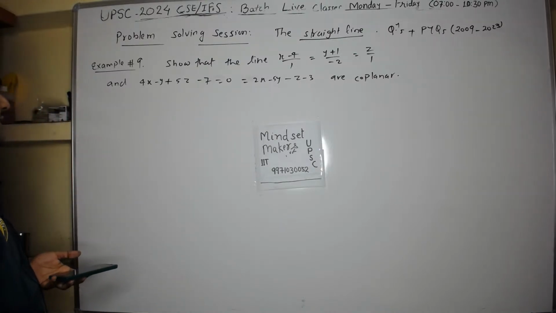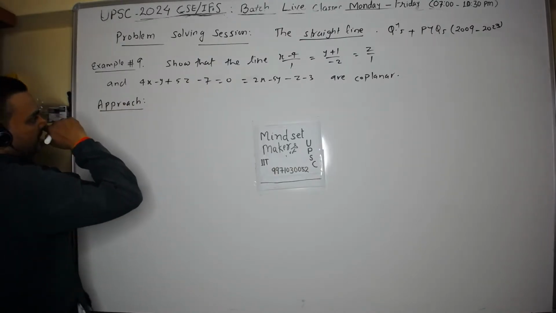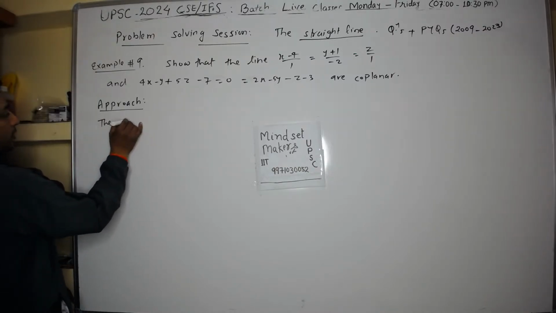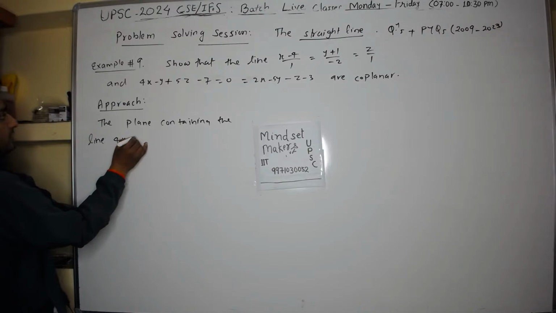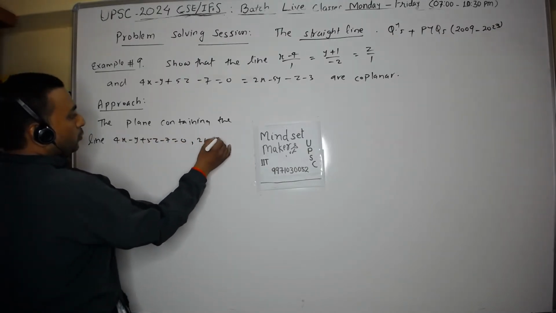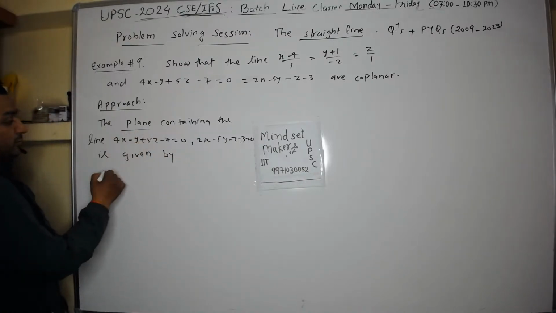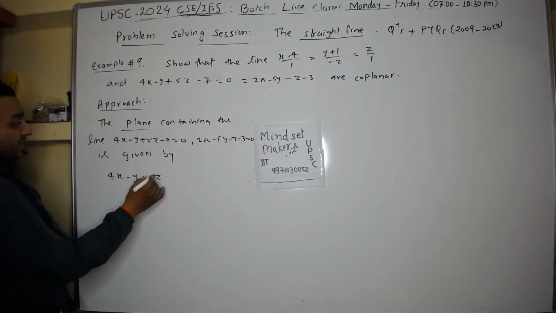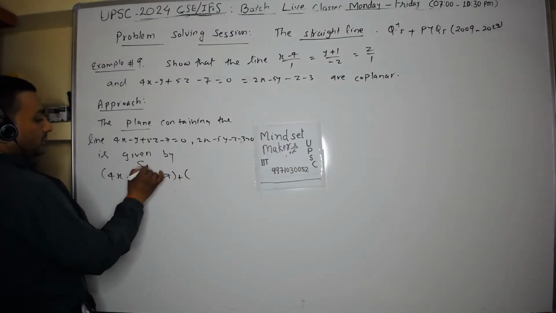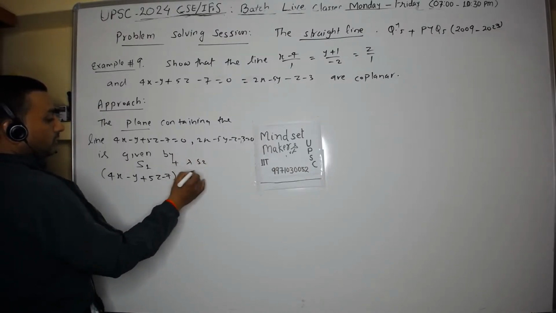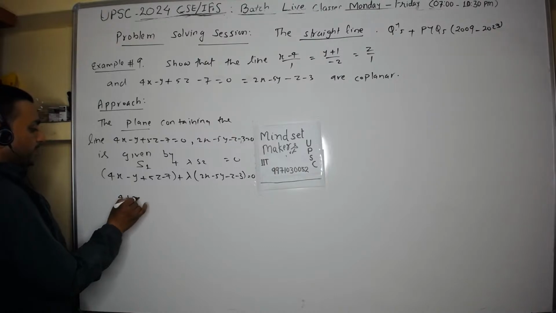अच्छा चलो ठीक है, देखिए क्या अप्रोच होना चाहिए इस पर। बी ऑन द बोर्ड प्लीज एवरीवन। सबसे पहले हम क्या करेंगे, the equation of the plane containing the line 4x minus y plus 5z minus 7, 2x minus 5y minus z minus 3 is given by S1 plus lambda S2 equals 0: 4x minus y plus 5z minus 7 plus lambda into (2x minus 5y minus z minus 3).